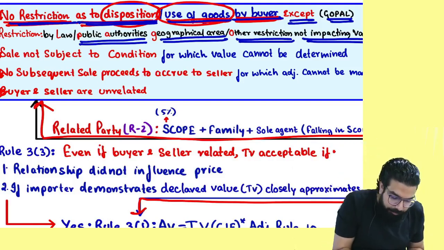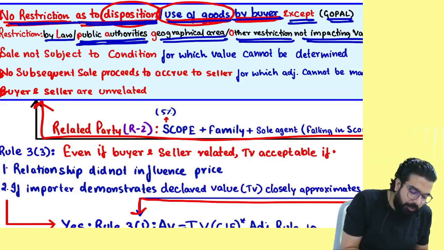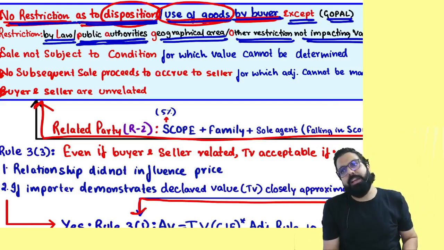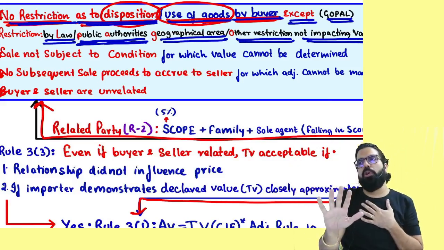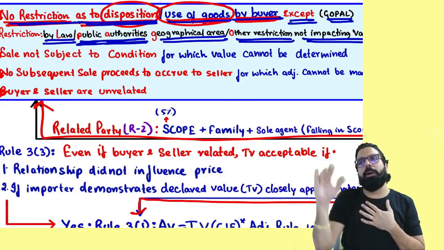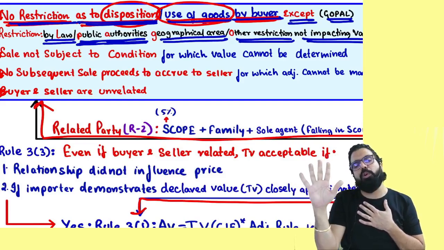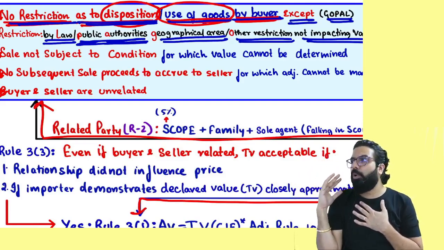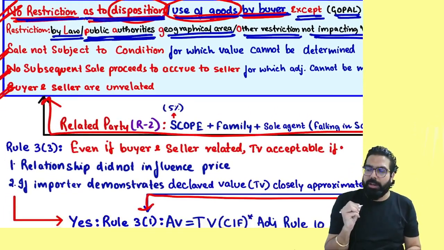P for public, A for authorities, public authorities, and L for law condition. If any law condition is there, which the person has told you that you must follow, then there is no problem at all. The price is not impacted. And if the price is not impacted, the officer will go ahead and accept the value which you have declared. Can I go ahead, everyone? So the first one told what, everyone? There should be no restriction.